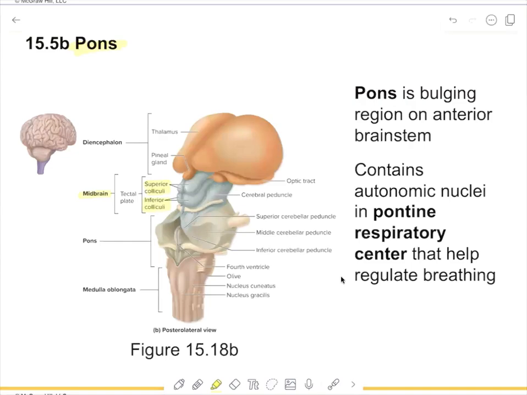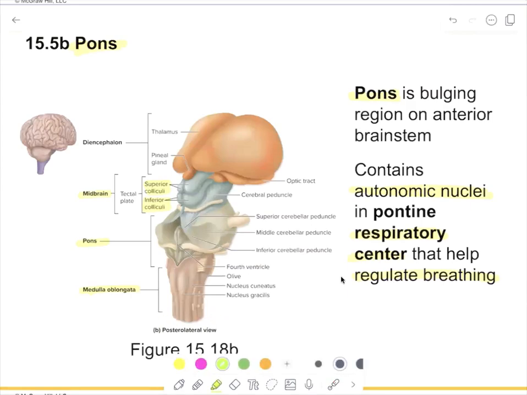Just inferior to that is the pons, which is the middle region of the brain stem, and it contains autonomic nuclei, which are responsible for breathing. They help to regulate breathing. And then the inferiormost portion of the brainstem would be the medulla oblongata, which is then continuous with the spinal cord. So the spinal cord essentially begins in this region.